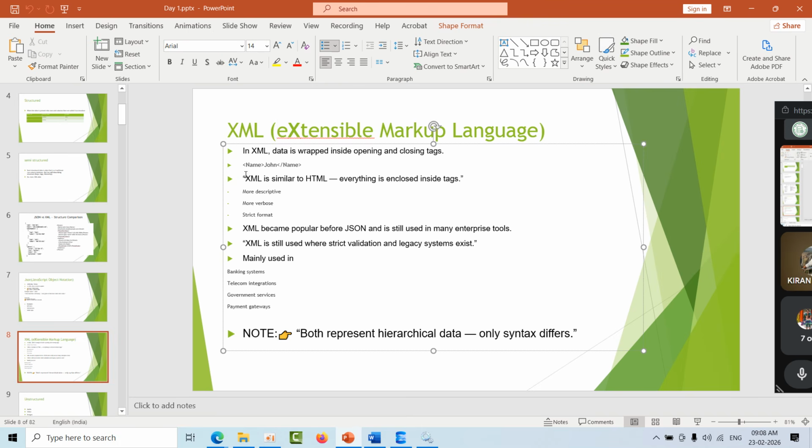Okay. Now mainly, if you see that example here, name and name, it is going to use tags like HTML. So it is outdated technology, but still some companies are using it, mainly in the banking sector. Okay. Both are the same, both follow hierarchy, but syntax differences will be there. JSON is very small. That's the reason it is widely adopted in modern days.